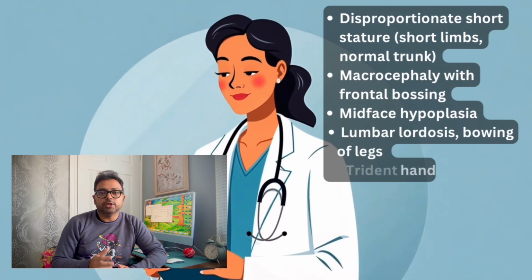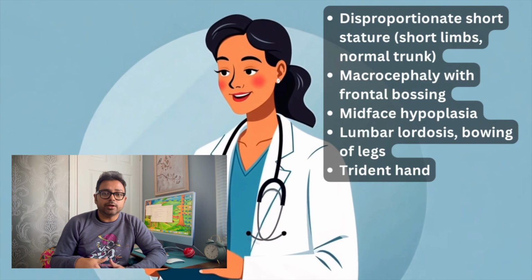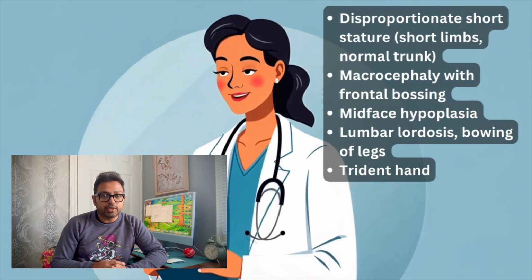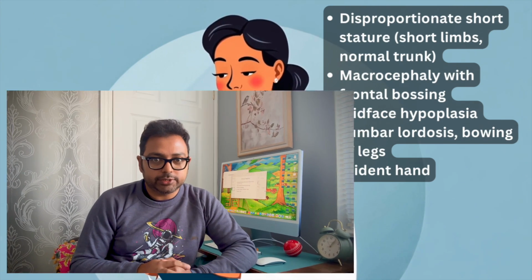What are the clinical features? There will be disproportionate short stature. The limb length is shorter, but the trunk length is normal. Frontal bossing and macrocephaly are also associated. And there will be bowing of limbs, lumbar lordosis, and trident hand.